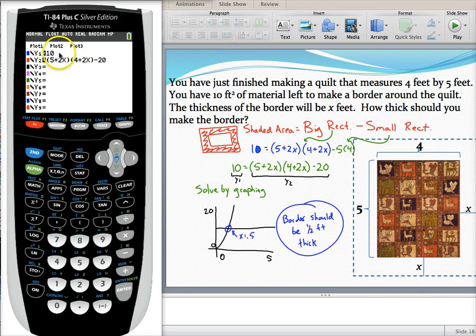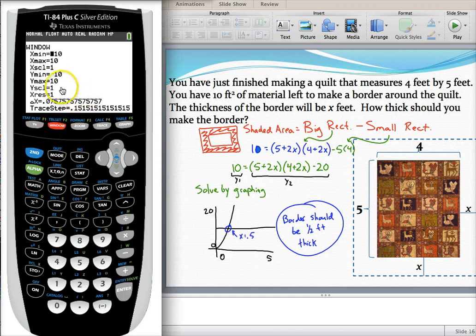So again, to help adjust your window, I know that this line, y equals 10, is going to be a horizontal line 10 spaces up. So for my window, I know at least my y max needs to be 10. So from my standard window, I should see the line when it's at 10. I'll go a little bit higher. I'm going to go up to 20.